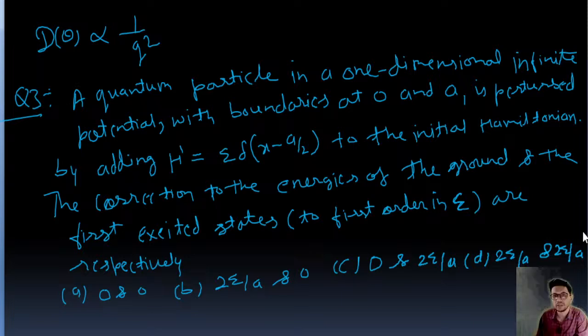Very simple question. I'll solve it for you. We need to find the correction to the energies of the ground and the first excited states to first order in epsilon. Very simple, right? So I'll solve it for you.